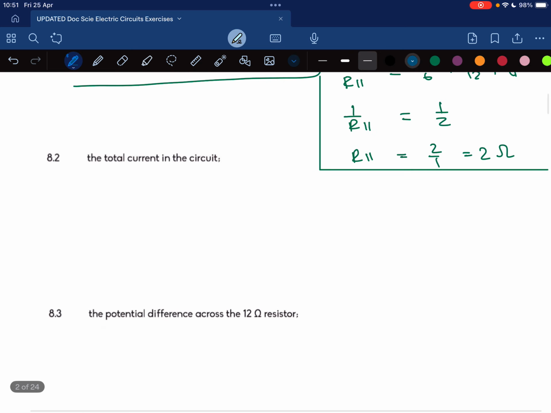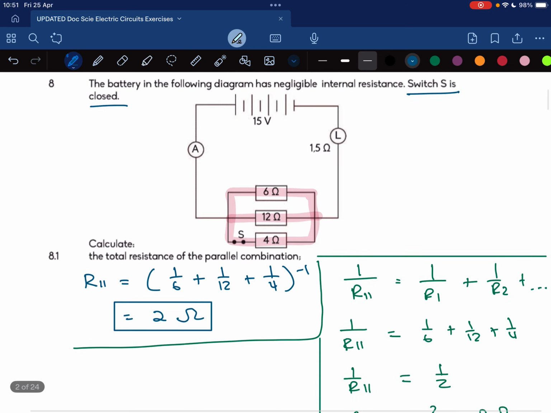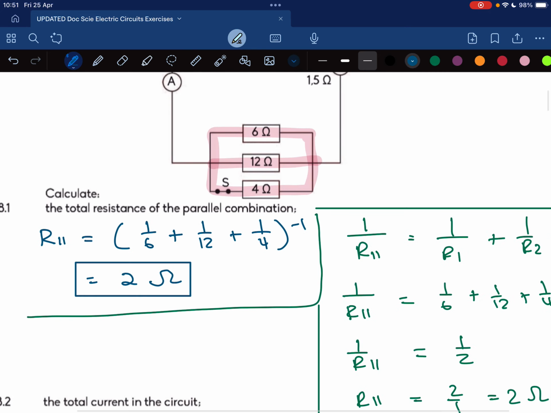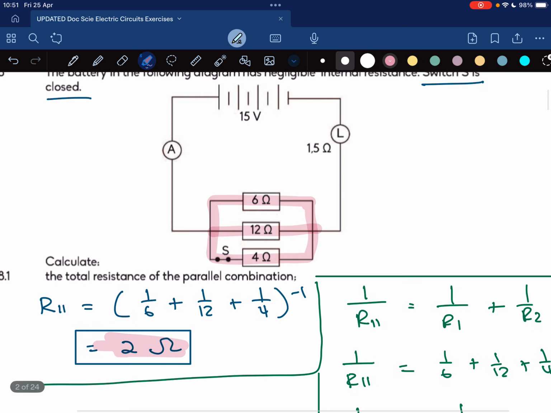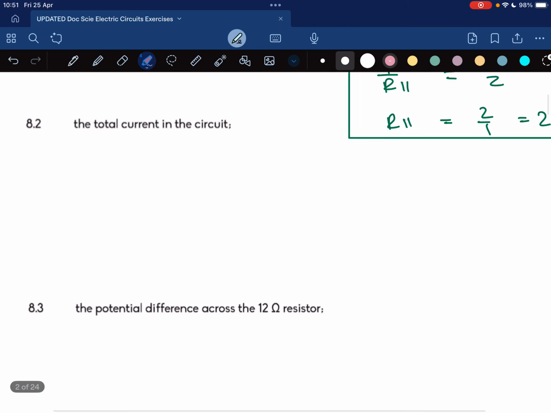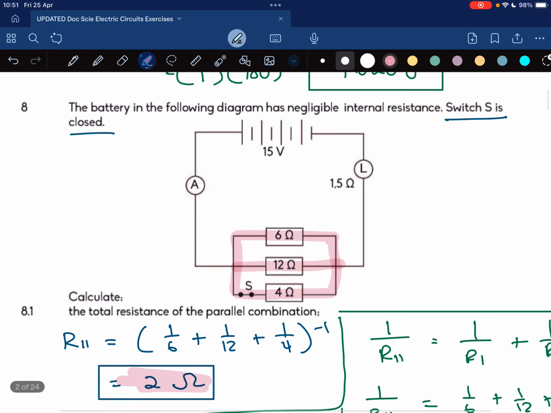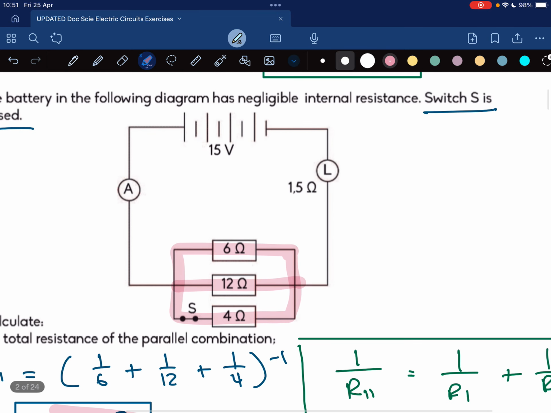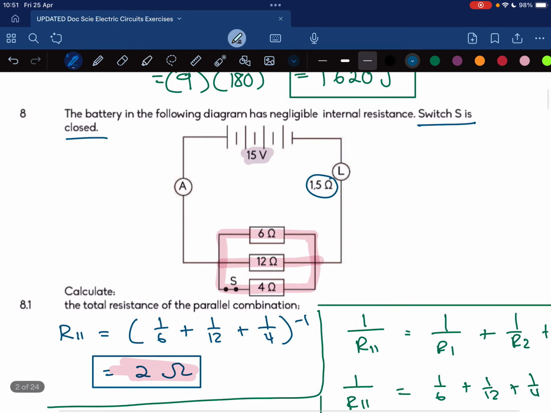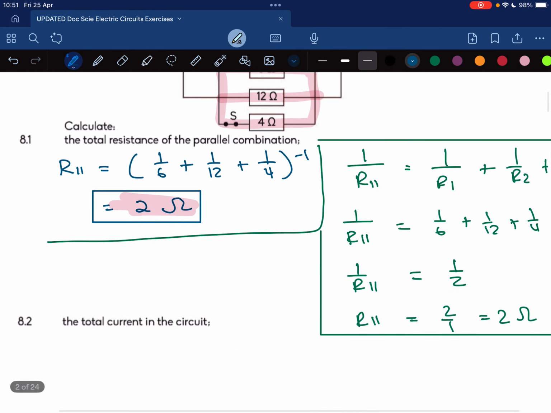Okay, so the total current in the circuit. I already know the effective resistance for the pink part that I've highlighted. So they want to know what the total current is. Let's have a look. Well, I do know that the total voltage is 15 volts. And I'm given the resistance of the lamp, which must mean that I can calculate total resistance.